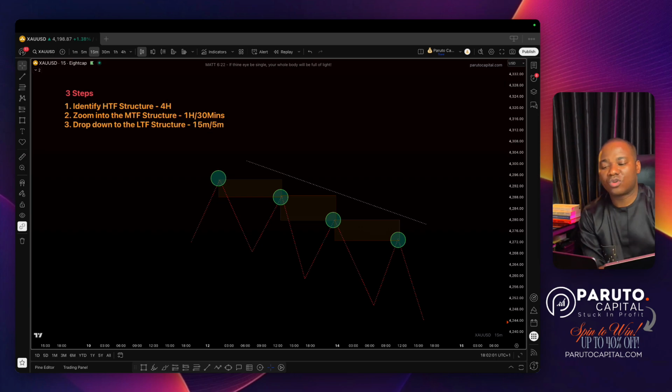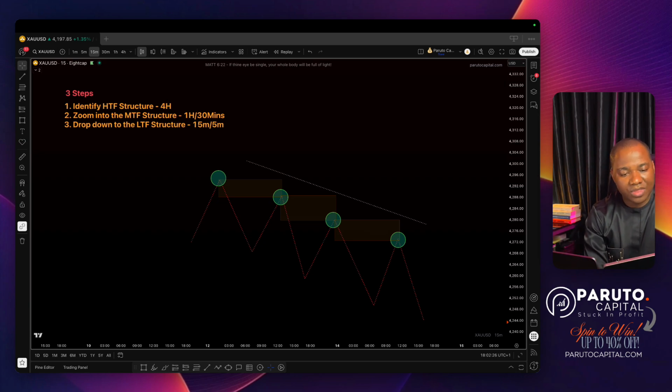So when you zoom into the lower time frame, you look for your entries, you place your stop loss, you place your take profit, and you also wait for additional confluences or confirmation, whatever strategy you use: break and retest, change of character, break of structure, liquidity sweep, and all of those things. You have to wait for those things to execute on the lower time frame.